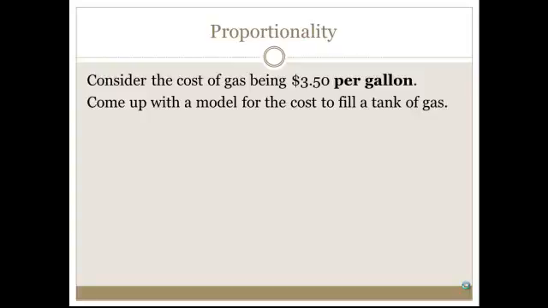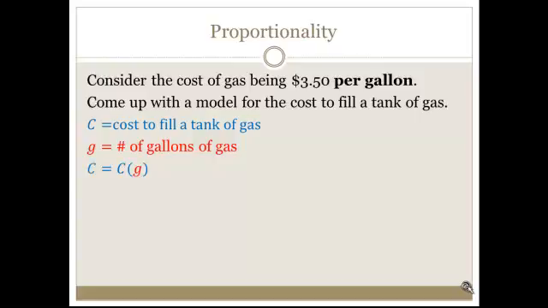So we have two unknowns, the cost to fill a tank of gas, which we'll call C, and the number of gallons of gas, which we'll call G. The cost C is a function of G, so we can write it as C of G. C of 1 is the cost for 1 gallon of gas, which is 3.50 times 1, which is 3.50. C of 2 is the cost to get 2 gallons of gas, which is 3.50 times 2, or $7.